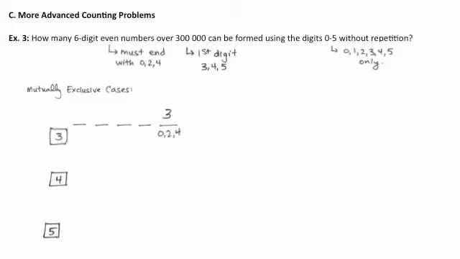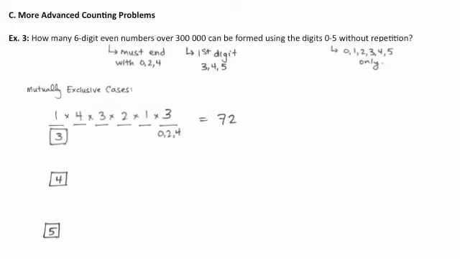If there's no repetition then, we've used a 3 up front, we've used one of those 0, 2, or 4 at last, then we would have 4 times 3 times 2 times 1 options for all the middle numbers, because we've subtracted off and we can't use repetition. So the total number of 6-digit even numbers starting with the number 3 is 72.